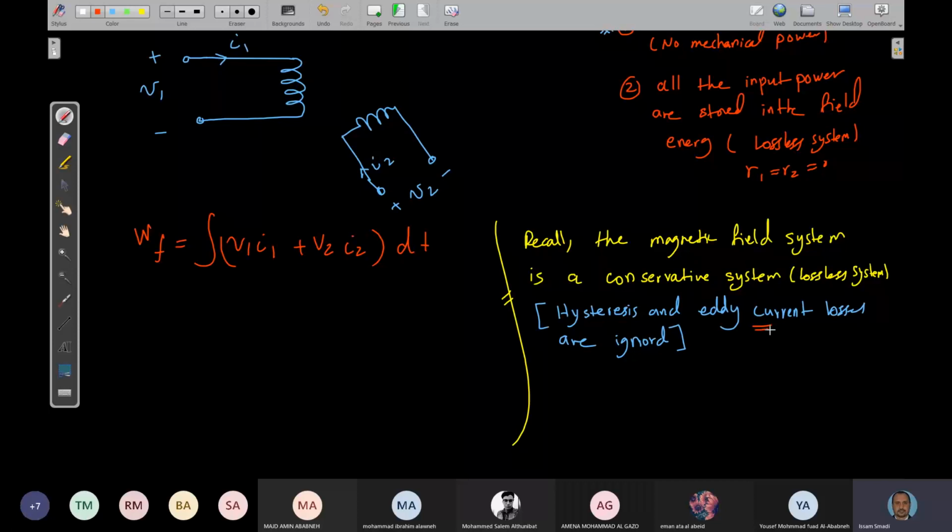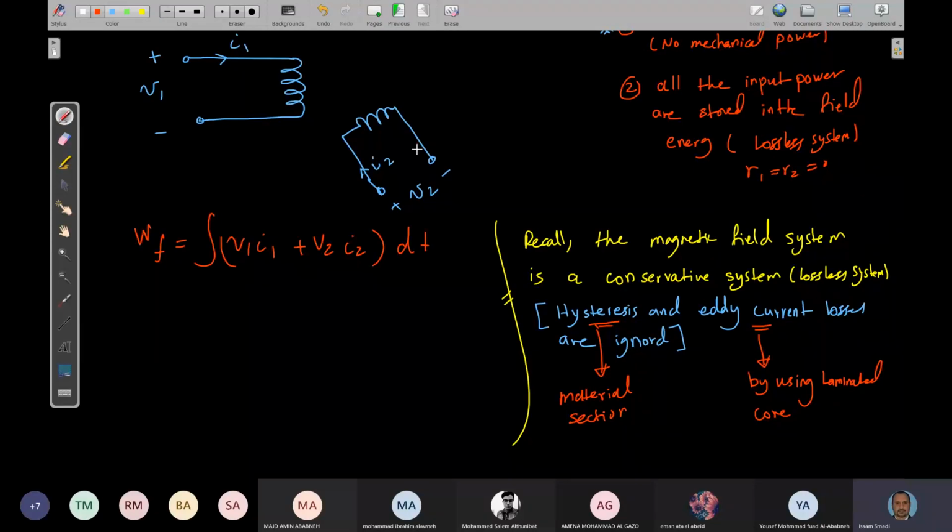And simply, for example, the eddy current losses can be reduced by using a laminated core. And hysteresis losses can also be reduced by the material selection. To select a material with high permeability can also reduce the hysteresis losses.